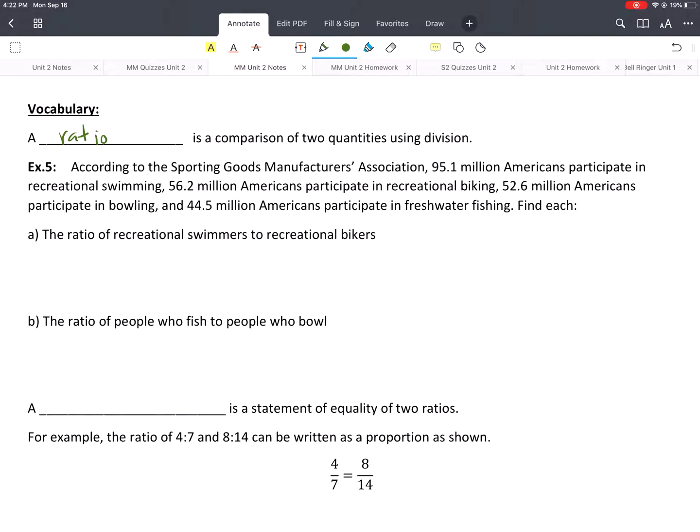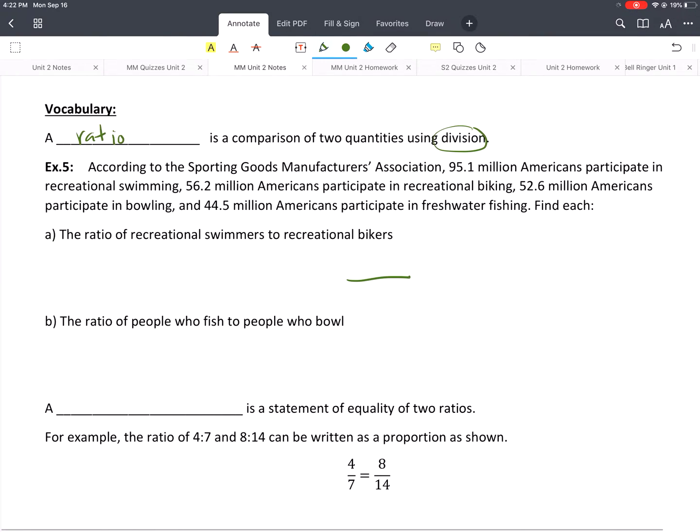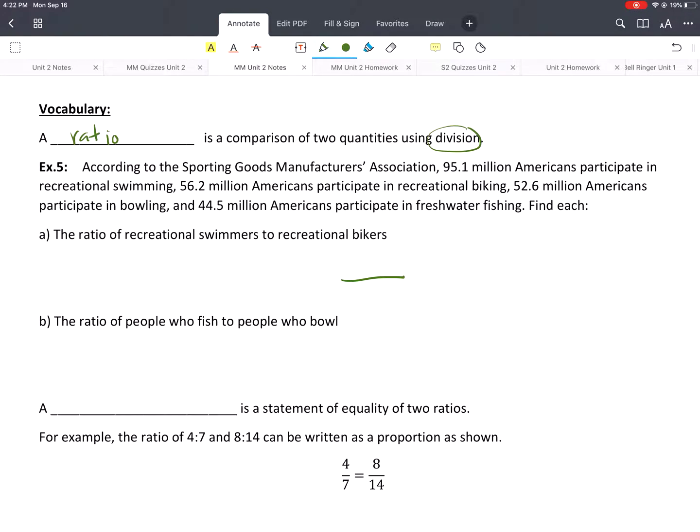The ratio of recreational swimming to recreational biking. Okay, so a ratio is we just want to make a comparison using division. So we're going to have some sort of division. The top is going to be our recreational swimmers. Let's see, where's our swimmers? Right here. Would be 95.1 million. And then bikers, we're going to find our bikers, which is 56.2 million. Okay, so this would be our ratio.